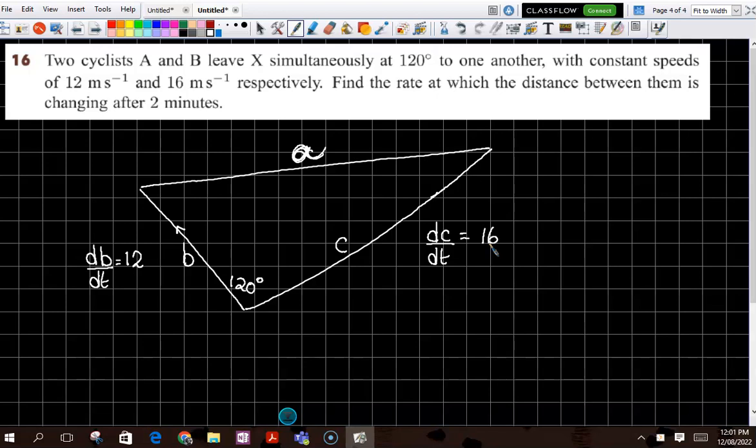Okay, so draw a diagram. We'll put our information down. Something is happening when t equals 2 minutes, which is 120 seconds. What is it that we're meant to do now? Get a connection between the A, the B, the C.